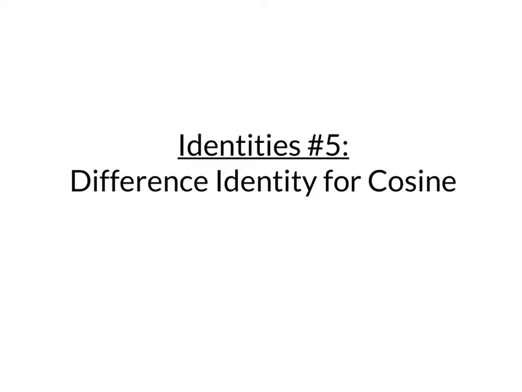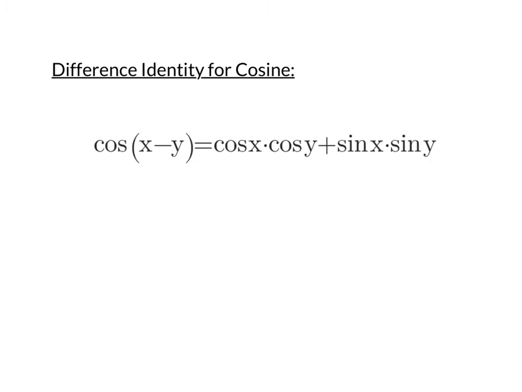I want to take a minute just to show you a couple examples of how to use the difference identity for cosines. Not to prove it, but to just show you how to use it. So the difference identity for cosine is that if we want to take the cosine of the difference of two angle measures, then we take the product of the cosine of the first one times cosine of the second one, plus the product of the sine of the first one times the sine of the second one.